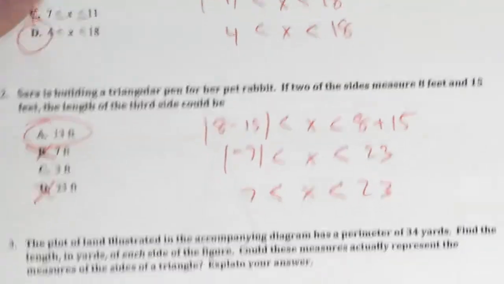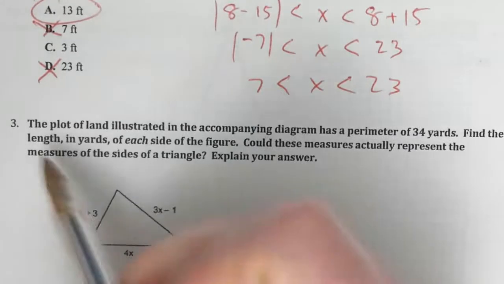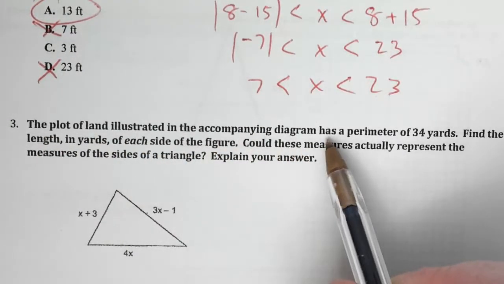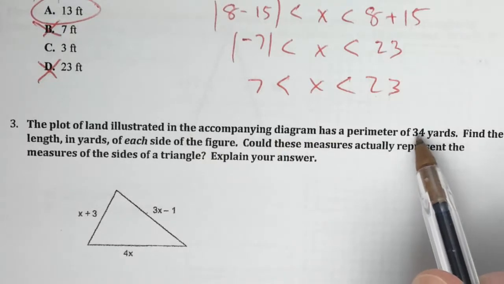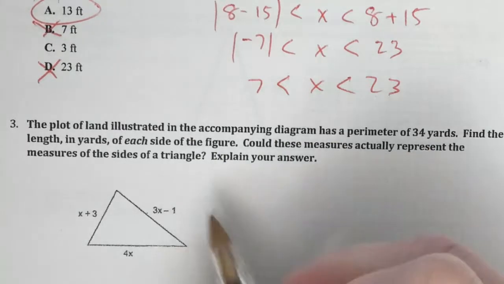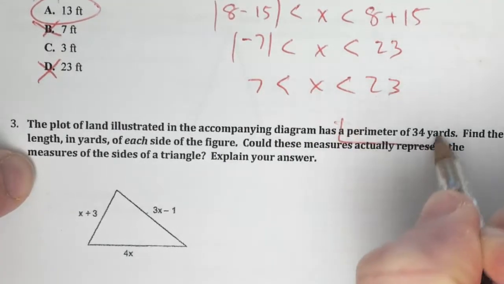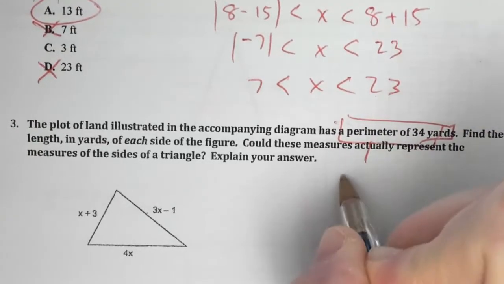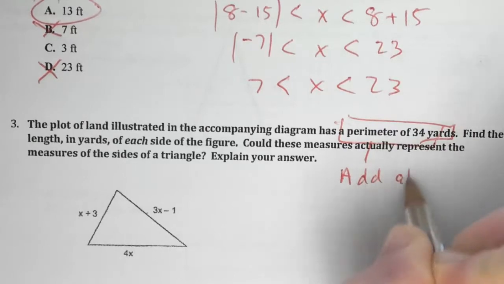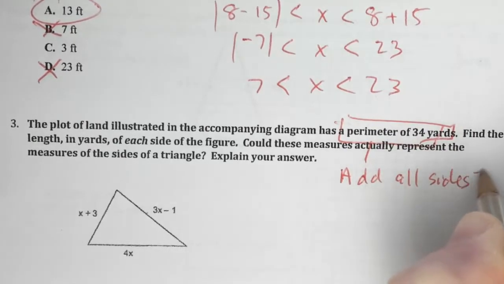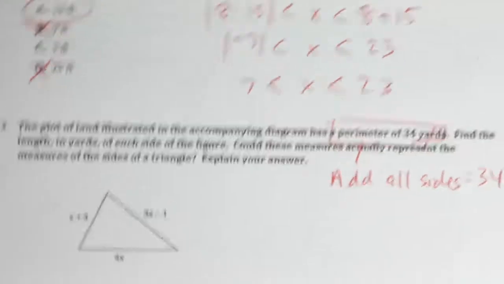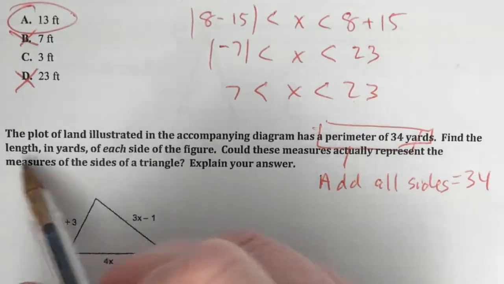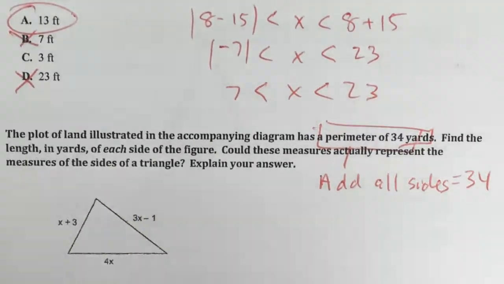All right, number 3. The plot of land illustrated in the accompanying diagram has a perimeter of 34. So basically perimeter, what that means is you add all the sides together, and it will equal 34. That's what perimeter means. Find the length in yards for each of the sides.